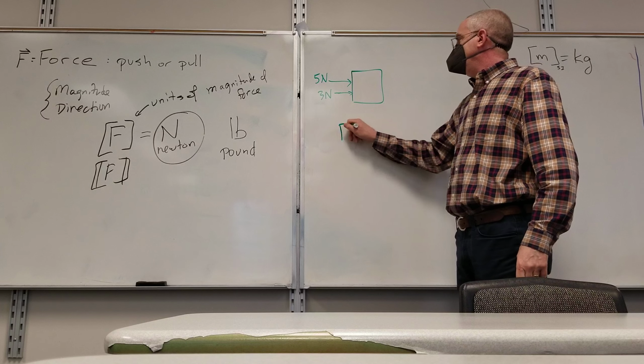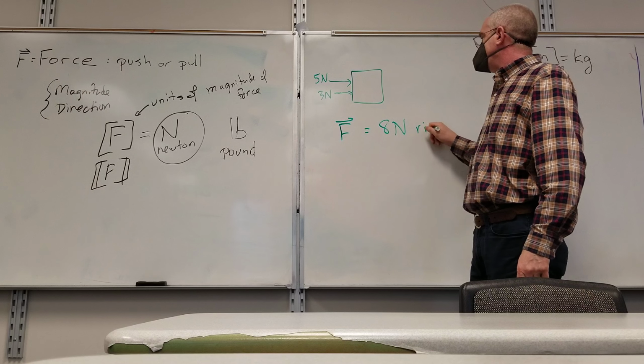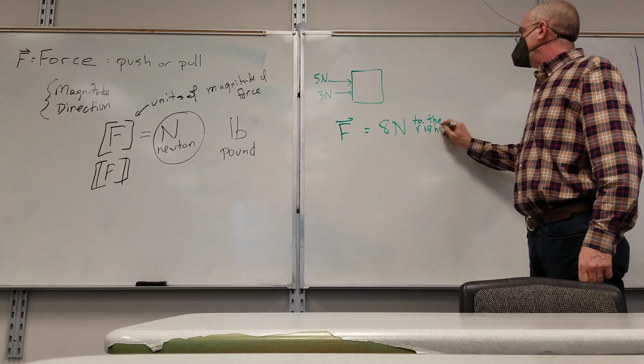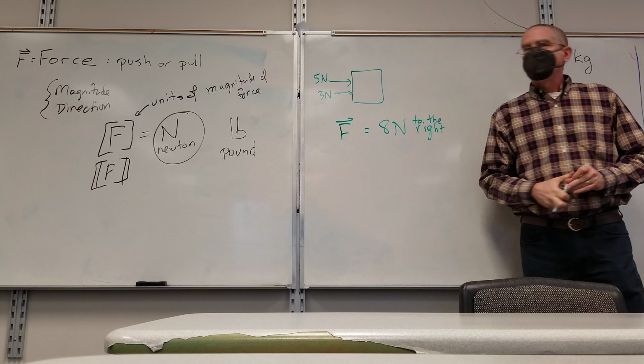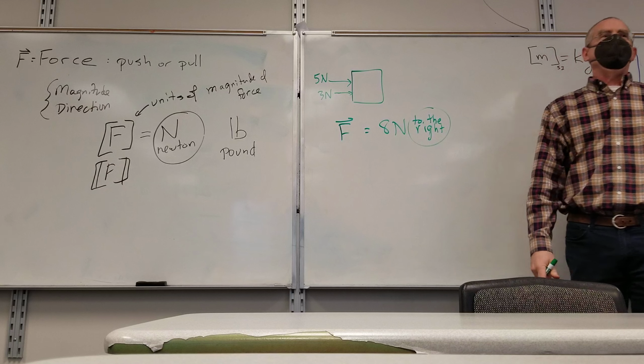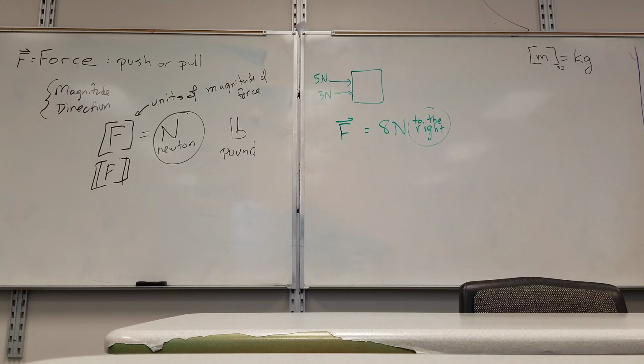So total force, 8 newtons to the right. I will go ahead and write it out to the right. Now, as I said before, physicists really don't like writing much, so we got to have some shorthand. Oh, all those words. How can we do this more simply?